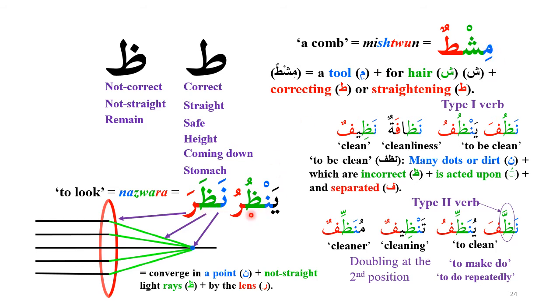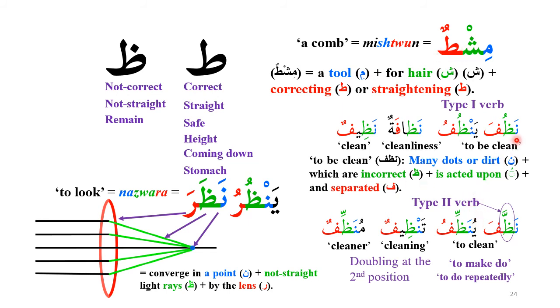Okay, nazara yanzuru means to look or to focus. So how? See, noon, a dot, and zwa is the not straight, and then ra is here the lens, like a lens. So you see, it's actually the lens of the eye, or the ra means to see, by the lens of the eye. So nazara means to look or to focus, because when you focus, the light is bent, right? Which is shown by the zwa. Not straight. But if it is straight, then twa would be there, right?